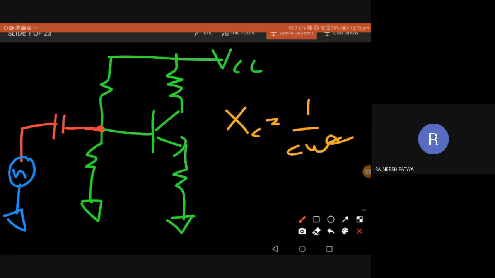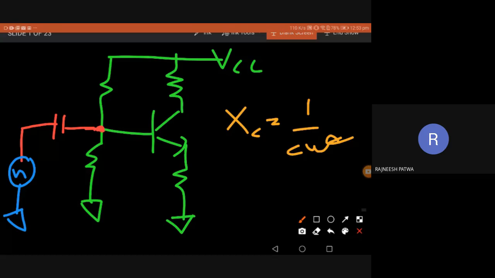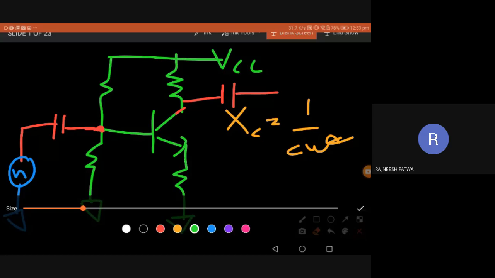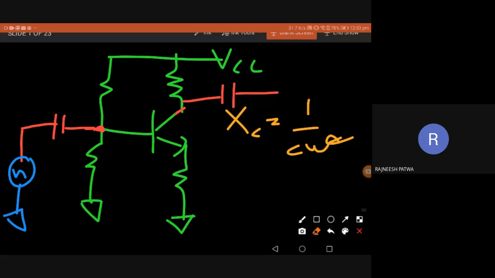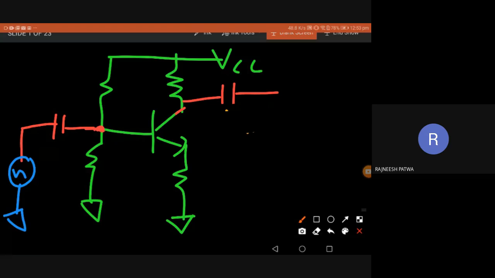Okay. Now, this input is going to the base, and we get the amplified output at the collector of the transistor. Okay. So we have to collect the output from here. Again, I use a capacitor here. This is another coupling capacitor, the output coupling capacitor, to collect the output voltage. Okay. So again, I'll write the name here. CC. This is another coupling capacitor. CC, output coupling capacitor. Okay.